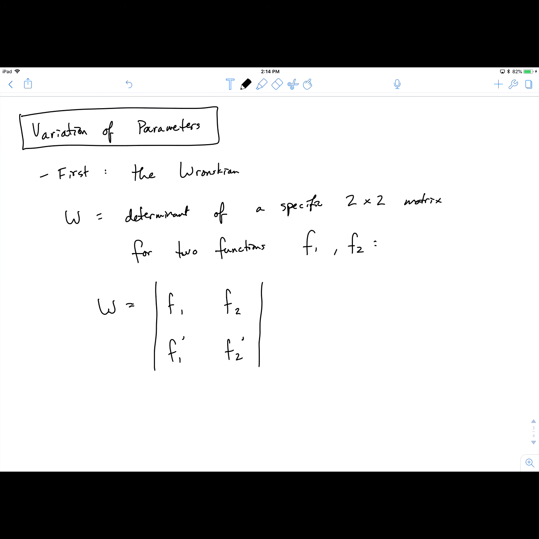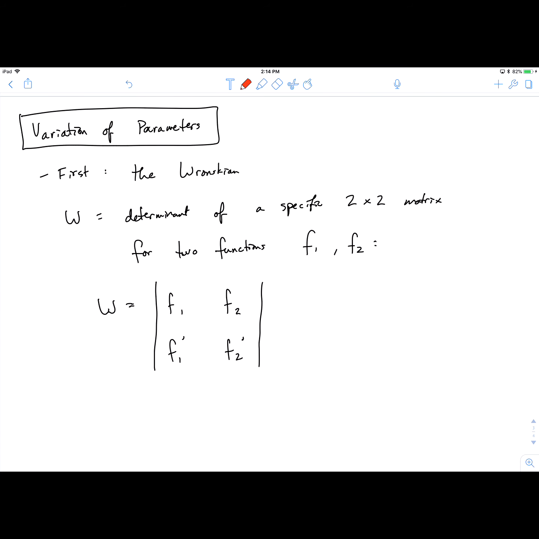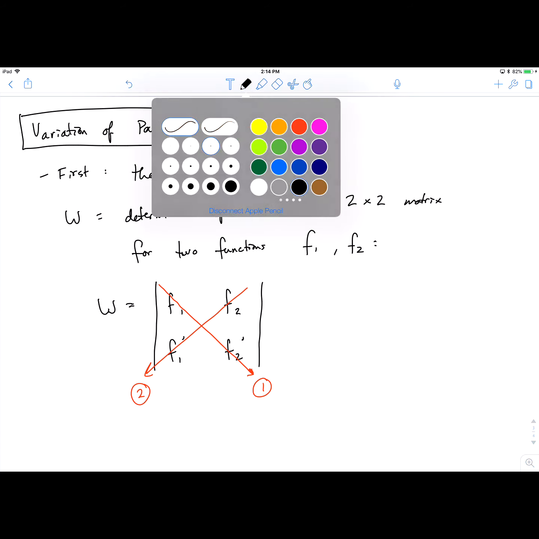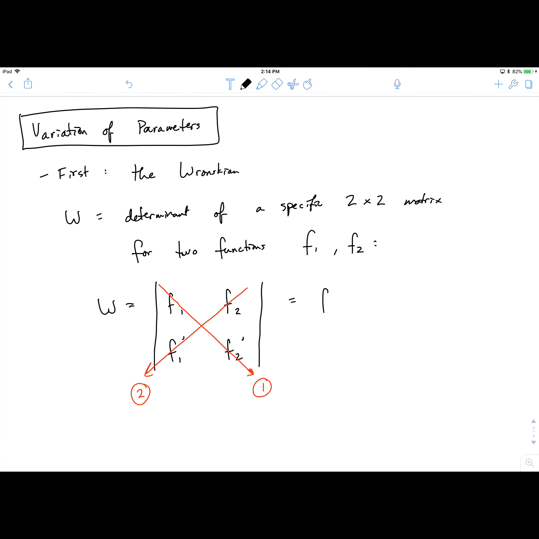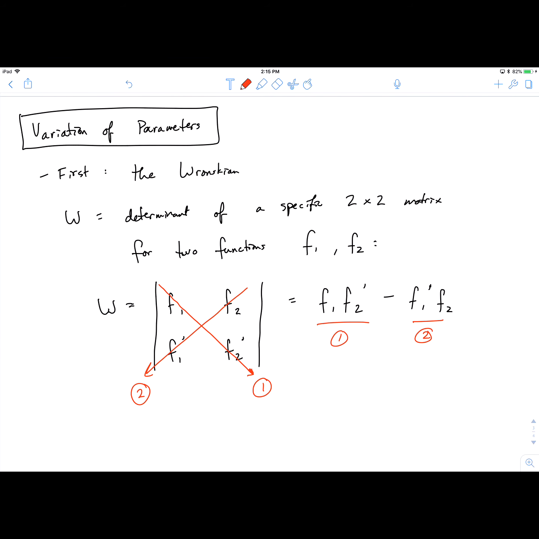Now, if you haven't seen a determinant before, for a 2x2 matrix, the determinant is calculated this way. You multiply along each of the diagonals. So you multiply along the first diagonal here, and then you multiply along the second diagonal, and then you take the difference between those two. So the value of this determinant would be F1 times F2 prime minus F1 prime times F2. So there's number one, there's number two.